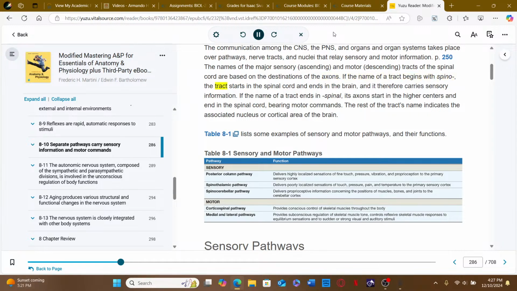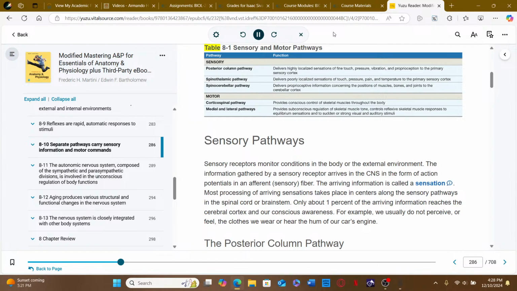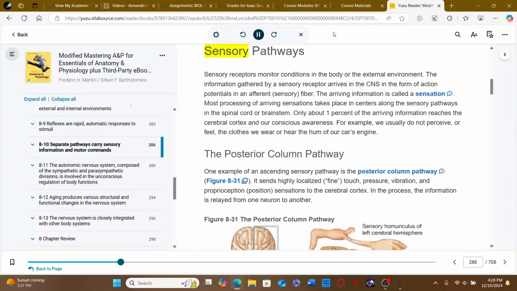If the name of the tract begins with spino-, the tract starts in the spinal cord and ends in the brain, and it therefore carries sensory information. If the name of the tract ends in -spinal, its axons start in the higher centers and end in the spinal cord, bearing motor commands. The rest of the tract's name indicates the associated nucleus or cortical area of the brain. Table 8.1 lists some examples of sensory and motor pathways, and their functions.